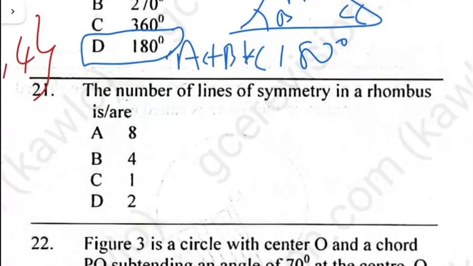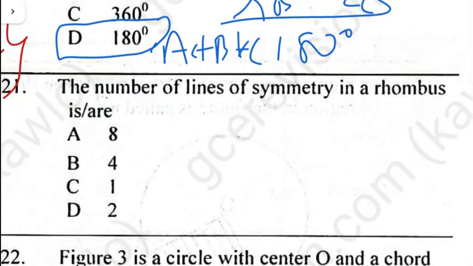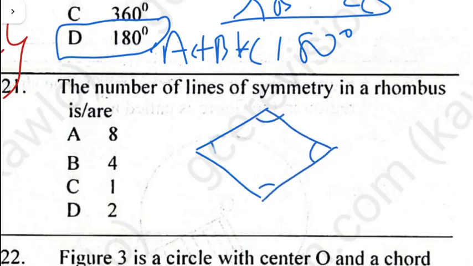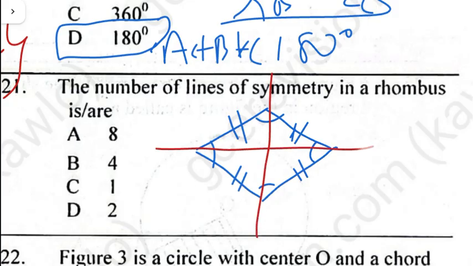Question 21. The number of lines of symmetry in a rhombus is or are. What's a rhombus? A rhombus is almost like a square in which all the sides are equal, but these angles here are not 90 degrees. Everything is equal, unlike a kite. So the number of lines of symmetry: we have this line of symmetry, and this is another line of symmetry. So there are just 2 lines of symmetry for a rhombus.